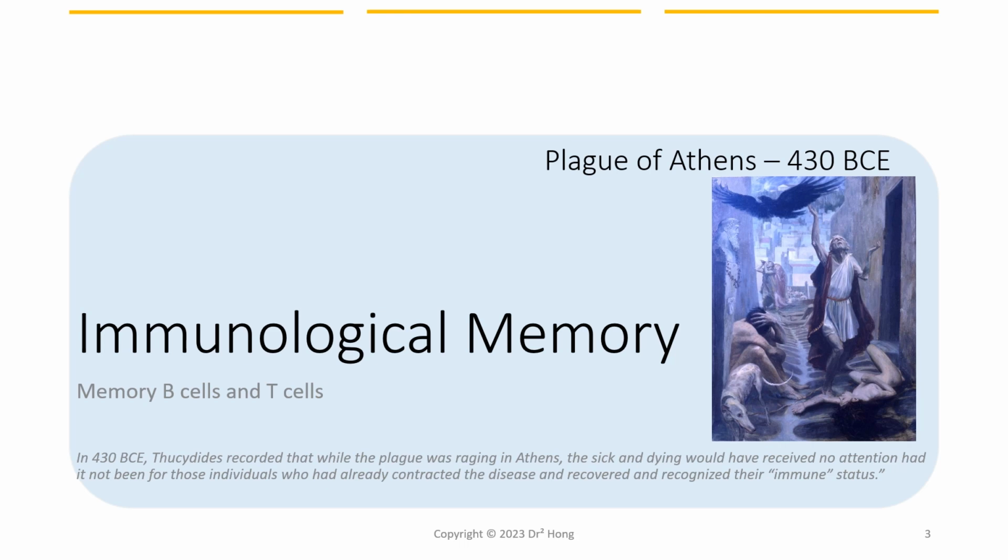Perhaps the first documented effect of immunological memory was recognized as early as 430 BC, when Thucydides recorded that while the plague was raging in Athens, the sick and the dying would have received no attention had it not been for those individuals who had already contracted the disease and recovered and recognized their immune status.